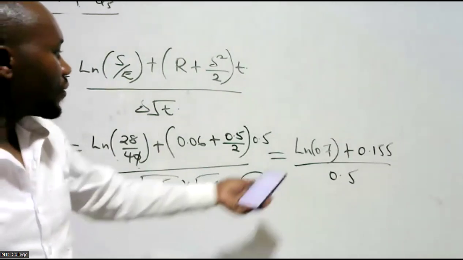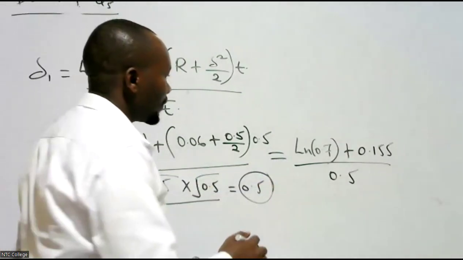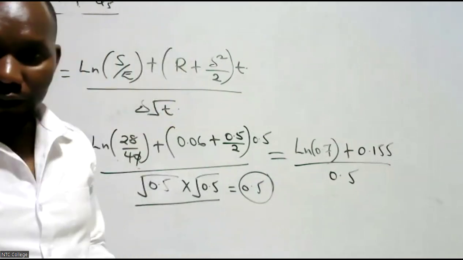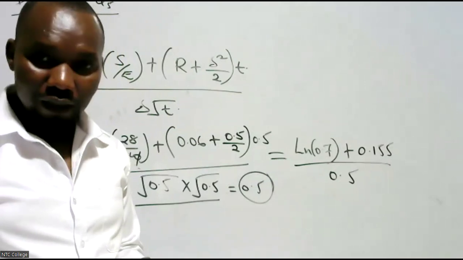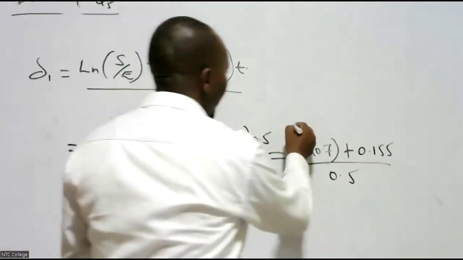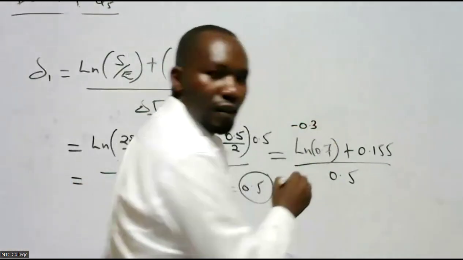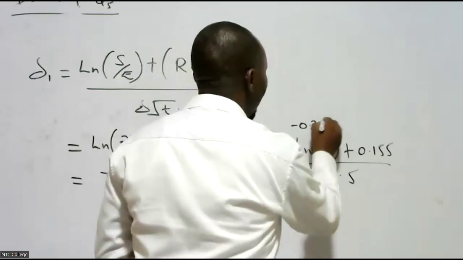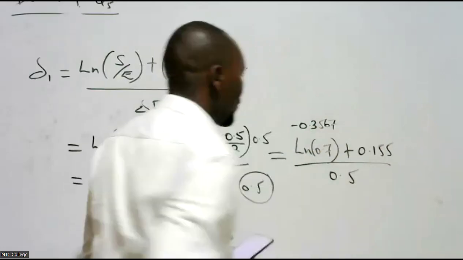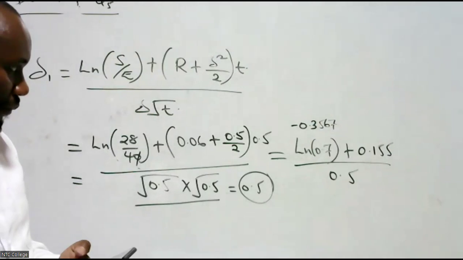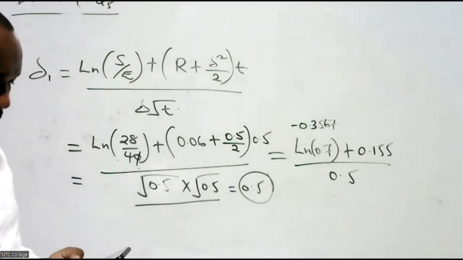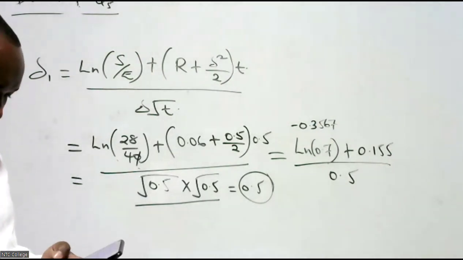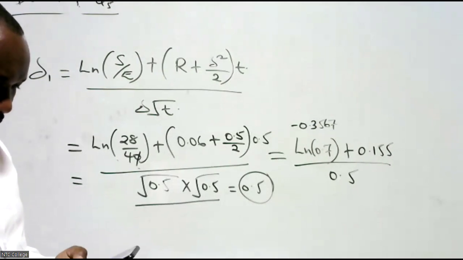Negative. So this one you're getting negative. Okay, so you're getting negative 0.3567. When you add this, what are you getting? So it is negative 0.3567 plus 0.155.